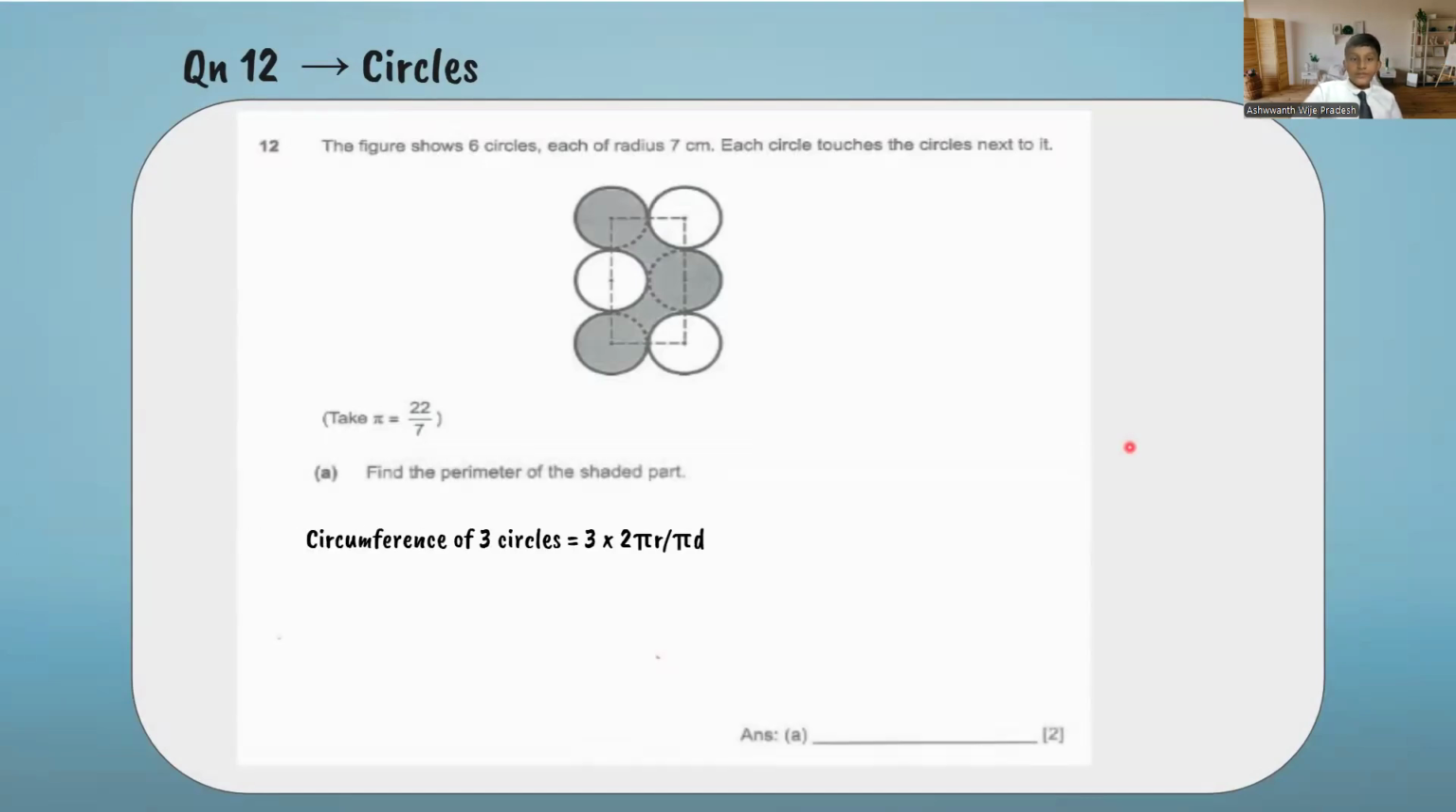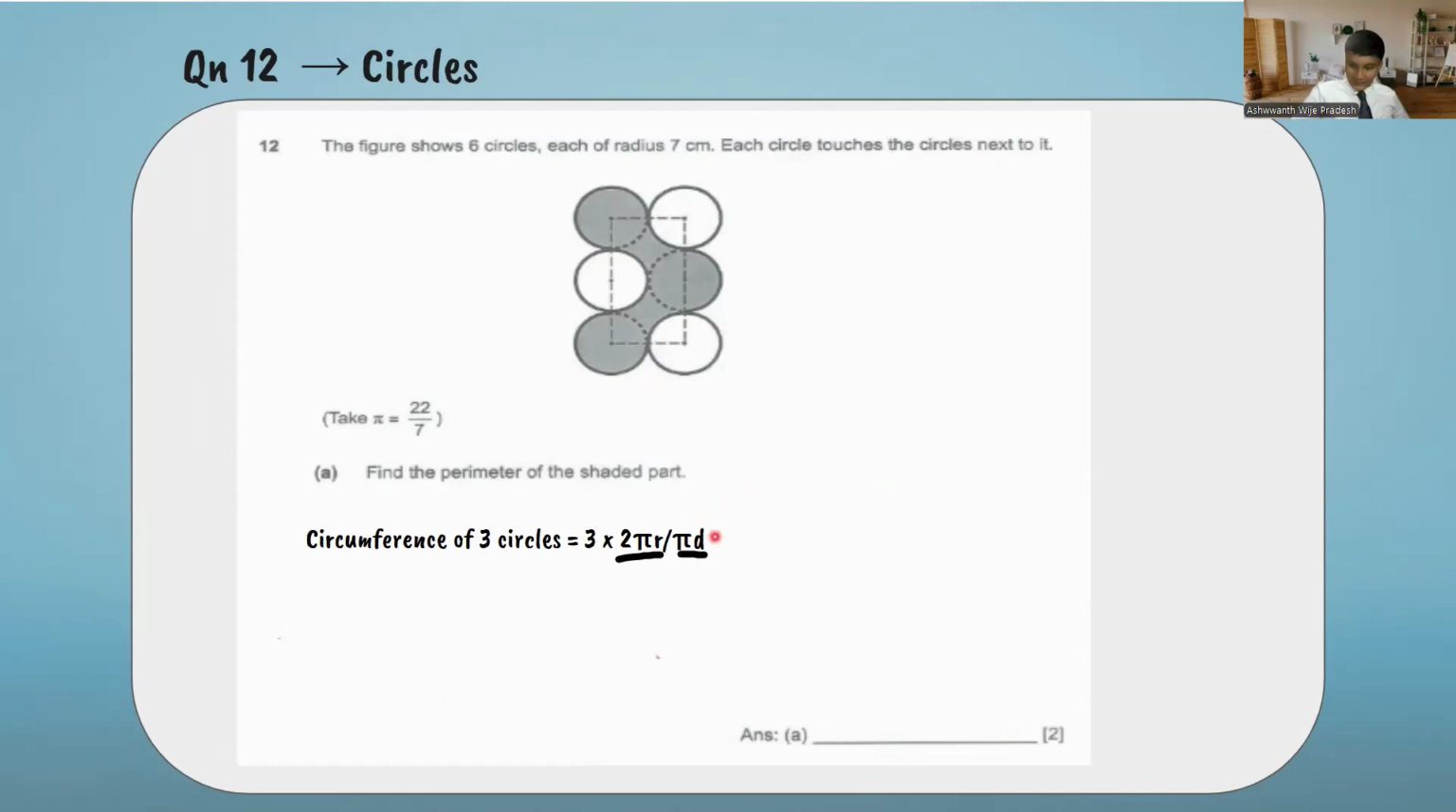So the circumference of 3 circles is 3 times 2 pi r or pi d. So myself, I suggest to use pi d because 2 pi r might be confusing for some of you because the numbers appear in all the circle formulas. Like area of a circle is also pi r squared, and all the same numbers are repeated. So I advise you to use pi d to not get confused.